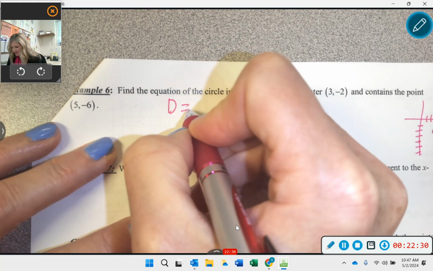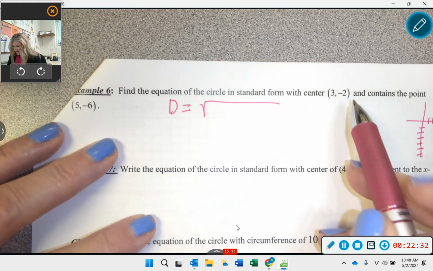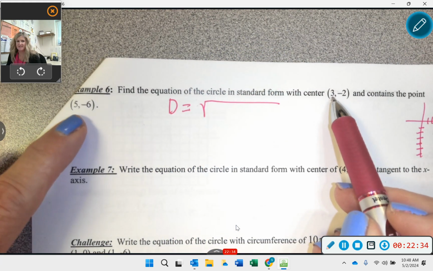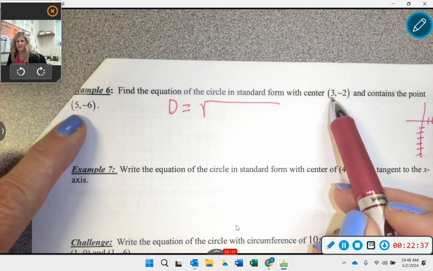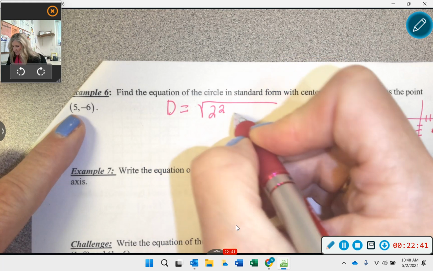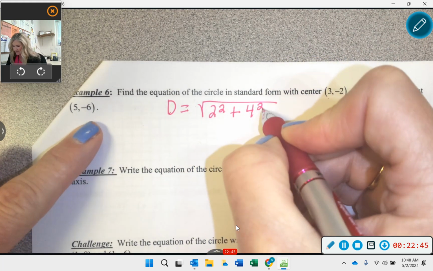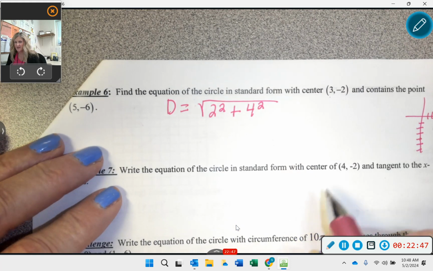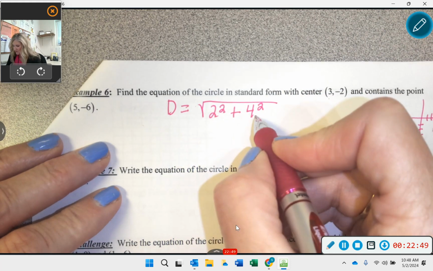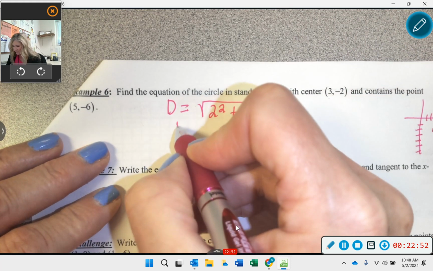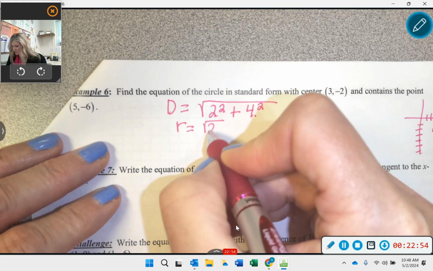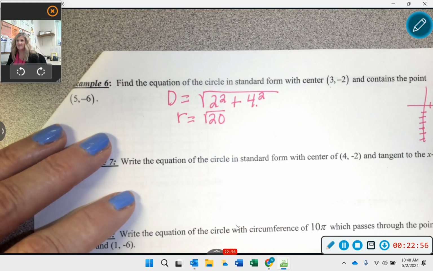Okay. So the distance is going to be, what's the difference between our x's? I want you to do this quicker than you normally would. What's the difference there? 2, and we're going to square it. Plus, what's the difference there? 4, and we're going to square it. Okay? So that's 4 plus 16. So then that radius is going to be radical 20.